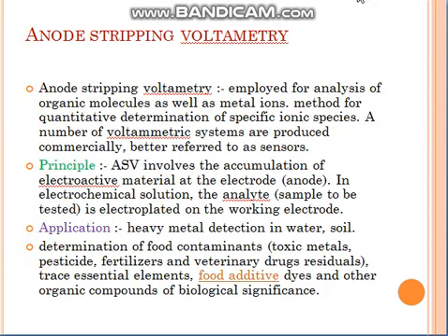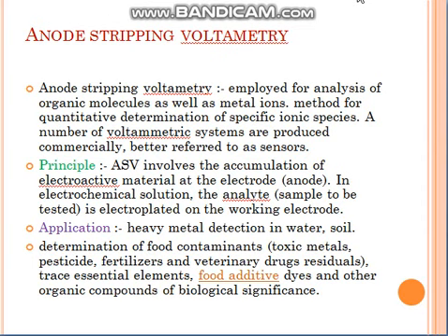Next technique is anode stripping voltammetry. This is employed for the analysis of organic molecules as well as metal ions. This technique is applied in case of heavy metal detection in water and soil, as well as food contaminants, for example, toxic metals, pesticides, fertilizers, veterinary drugs, and residual trace elements, etc.